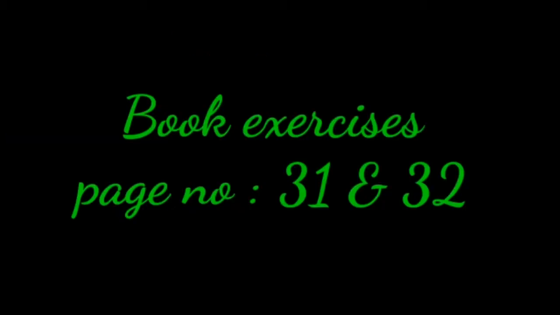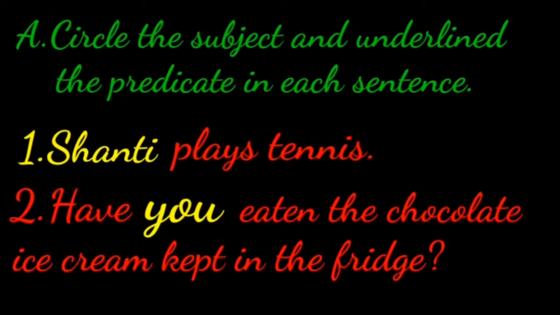Now we are moving to the book exercises. Page number 31 and 32. Exercise A. Circle the subject and underline the predicate in each sentence. Children, in your book, you have to circle the subject and underline the predicate. But here, I have given the subjects in yellow color. The words following the subjects in red color are the predicates. Let's see the first one.